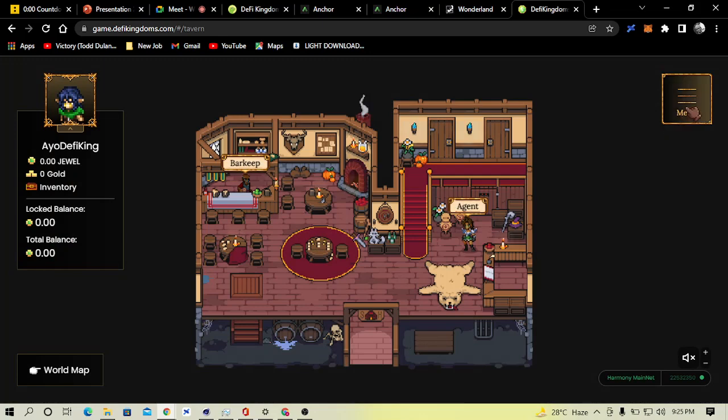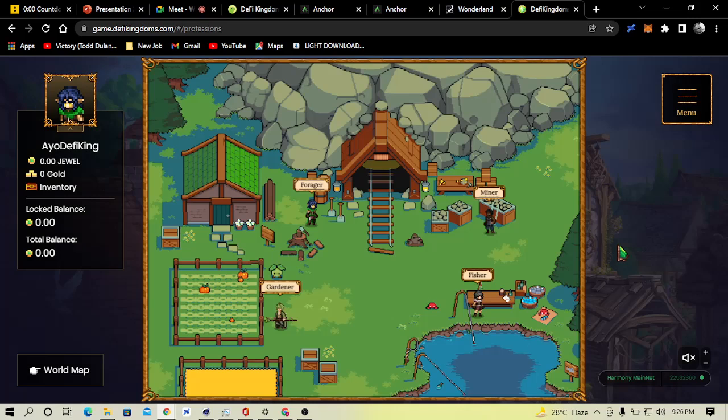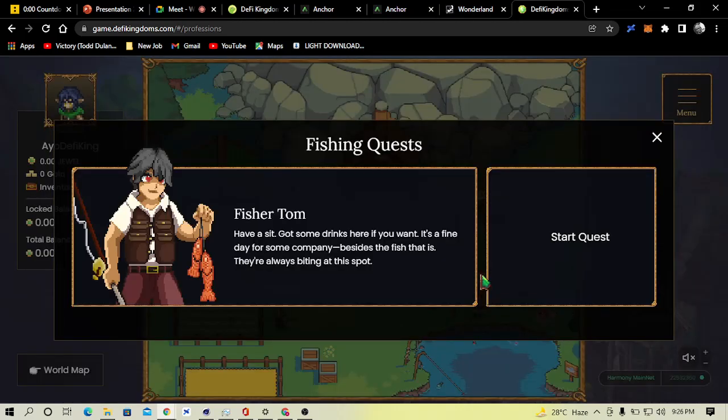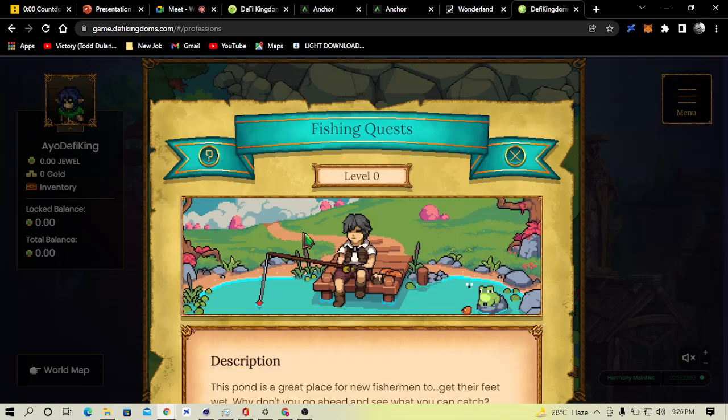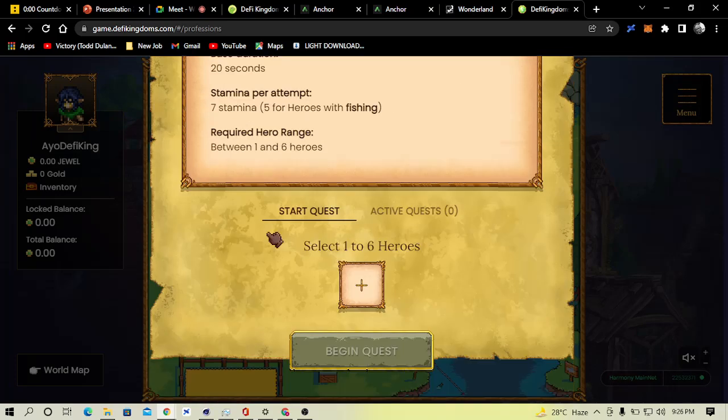So this site, like I told you, is a gaming site. You can come here to professions, and these are the roles your NFTs can play. Let's say you choose the role of a fisher. When you start quests, it is your NFTs that you will use. I don't have any hero because I'm broke. So let's assume I have one. I can select it here and begin quest.